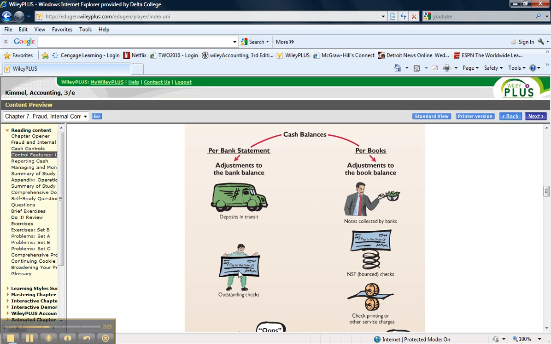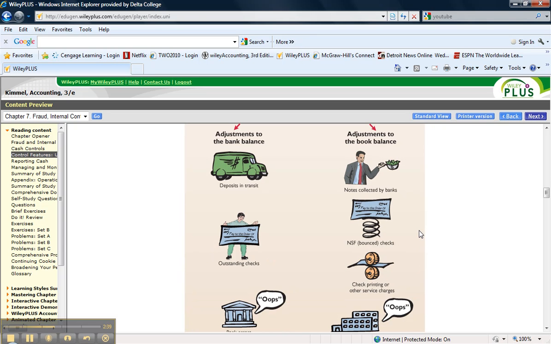Outstanding checks are the opposite of deposits in transit. The company has written checks, and they've reduced their cash balance for them, but those checks haven't come out of the bank balance yet. So if you subtract these from the bank balance, then they'll be accounted for in both places.